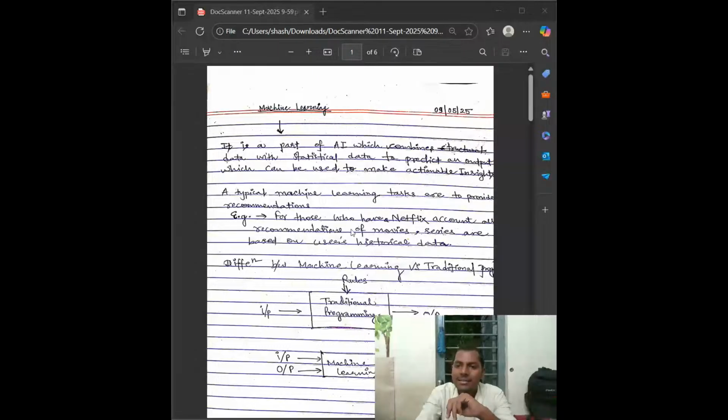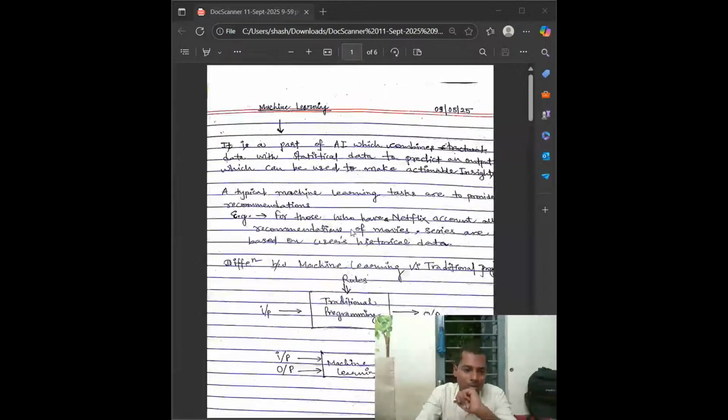As written here, we need to predict the output. So how will we do that? For that, as we already discussed, first we need data, then we need a large amount of data, and then we need to predict the output using different sets of algorithms, different models.